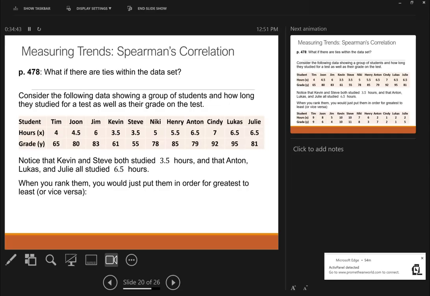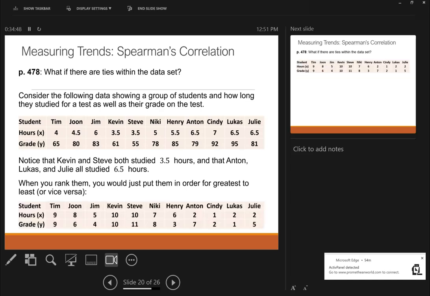All right, so we'll start by putting them in order from greatest to least. If I do that, Cindy was the biggest sleeper. She gets a 1. Anton, Lucas, and Julie all had 6.5. They're tied for second place. I'll put those all as 2. How many people have I ranked now? 4 individuals, right? That means the next person gets rank 5, which was Jim with 6 hours of sleep.